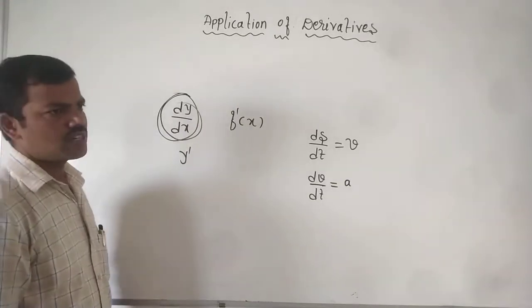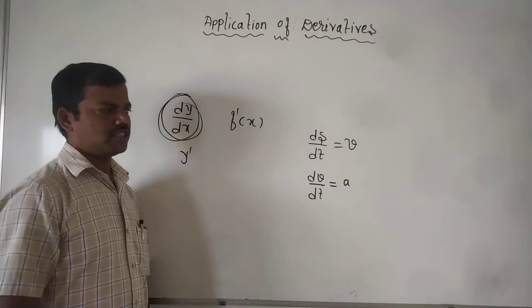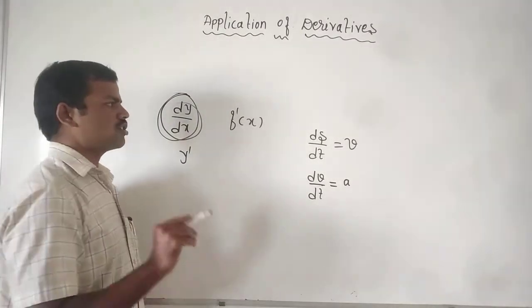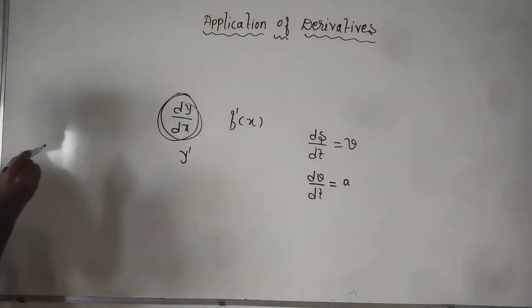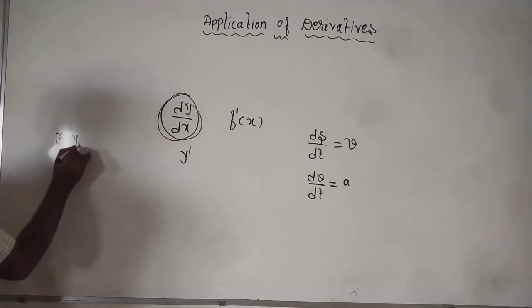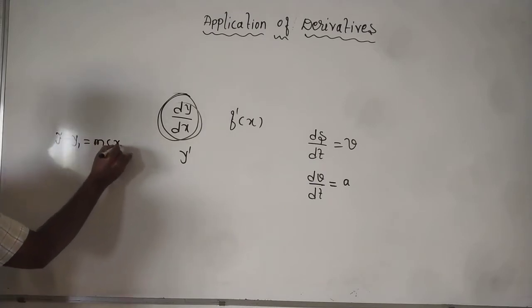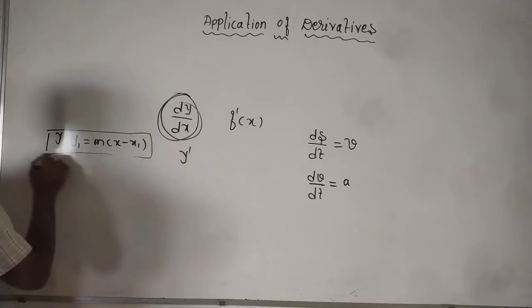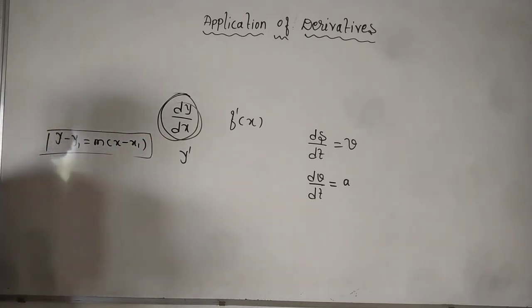Next, we use it for finding the equation of the tangent. What is a tangent? Here you must know the equation of lines. Equation of a line in point slope form, which we write as y minus y1 is equal to m into x minus x1. It is the equation of a line whose slope is m and the point is x1, y1. It is very important for finding the equation of any straight line when we have a point.